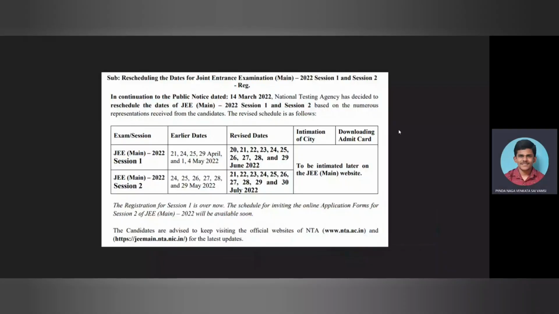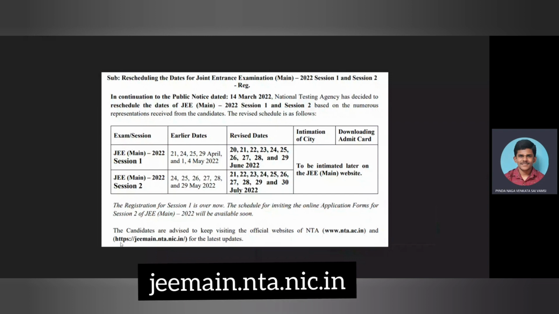As we all know, this year NTA has decided to conduct two sessions of JEE Main. They had released the notices of registration forms and about the dates of the exams. These are the notices I am going to show you. This is the notice about JEE Main dates released by NTA. They had decided to conduct session 1 during June 20th to 29th, and the second session is decided to be held during July 21st to 30th. You can find these notices on this website, https://jemain.nta.nic.in.